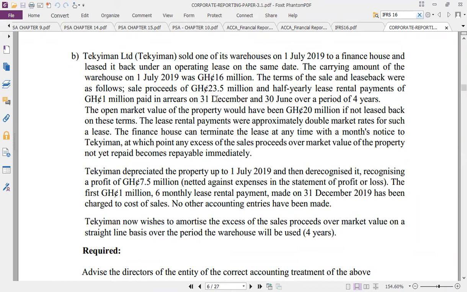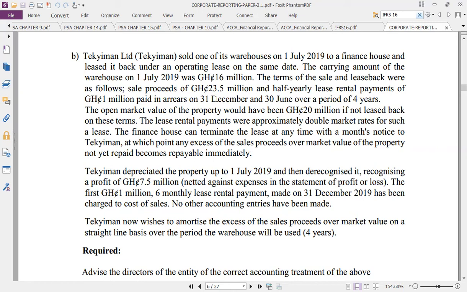Fine. The lease rental payments will approximately double the market rate for such lease. Fine. The finance house can terminate the lease at any time without notice to the Techiman, at which point any excess of the sale proceeds over the market value of property not yet repaid becomes repayable immediately. So that is why we are saying that you cannot take records of the excess of the fair value. Yeah, because you've not made any sale. You've not made that profit.